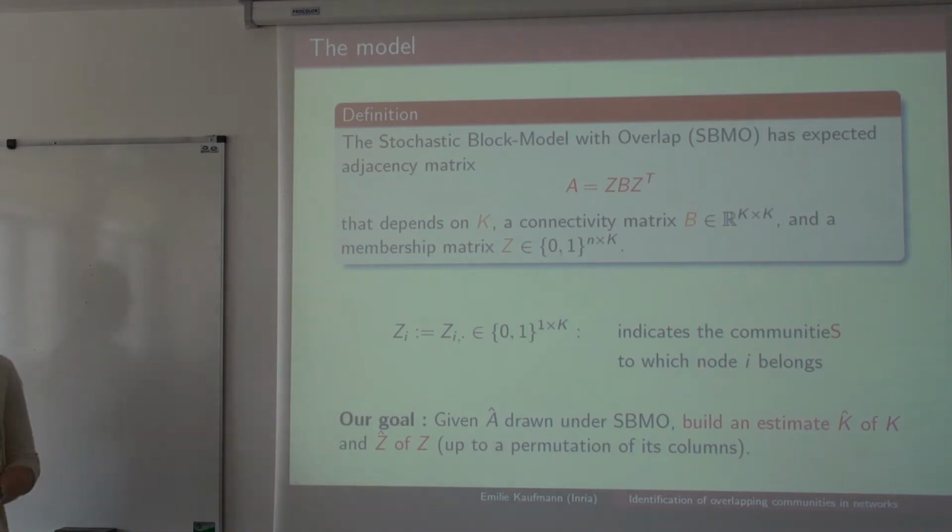And our goal will be to perform estimation of the parameter Z, which is a matrix, but also of the number of communities, which is in general unknown. So we will build an estimation of K that we denote by K hat, and an estimation of Z that we denote by Z hat. Of course, the estimation of Z needs only to be accurate up to a permutation of the rows, because it would correspond just to a relabeling of the communities.